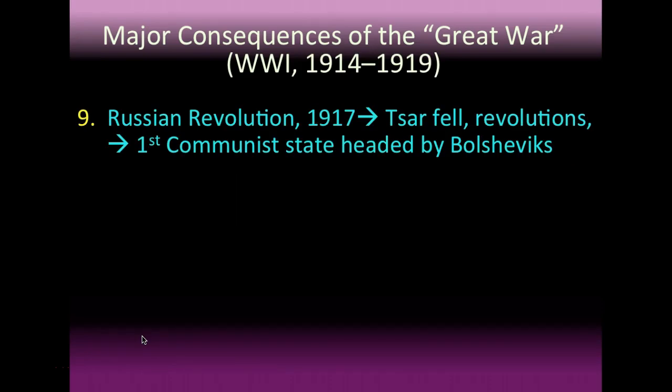A few other consequences of the Great War. The Russian Revolution happened in 1917. Germany knew that if Russia went into a revolution, they would have to pull out of World War I, which is exactly what happened. They brought Lenin back from another European country. It provoked a revolution, the Tsar was deposed, and the first communist state was created, headed by the Bolsheviks, who were communists. And Russia had to pull out of World War I, which was to the benefit of Germany at the time.